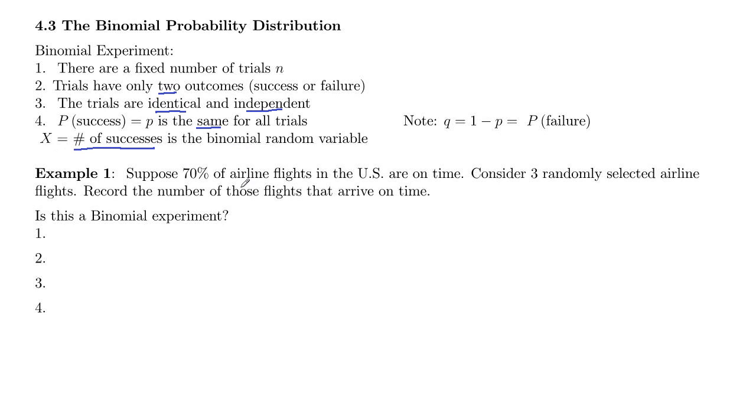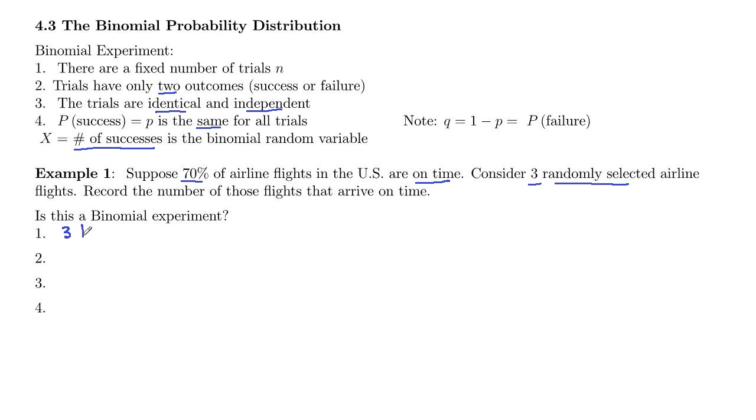So let's verify this for an example. Suppose that 70% here of airline flights in the US are on time. We're going to consider 3 randomly selected airline flights and record the number of those flights that arrive on time. Is it a binomial experiment? So are there a fixed number of trials? Yeah, we're going to choose 3 flights.